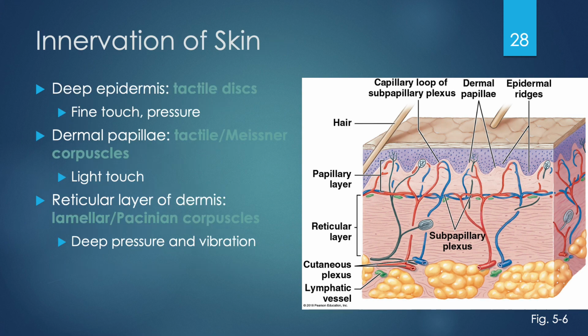You can divide the innervation of the skin into the three different layers of the skin: the epidermis, then the dermal papilla, and the reticular layer of the dermis. In other words, the epidermis and the two layers of the dermis. In the deeper epidermis, you're going to find tactile discs, and these tactile discs are there to sense fine touch and pressure. As you move slightly more deep, you'll find in the dermal papilla tactile or Meissner corpuscles, and these are important in sensing light touch. The deepest layer will be reticular, and the reticular layer of the dermis is going to have lamellar or Pacinian corpuscles, and these are sensitive to deep pressure and vibration.